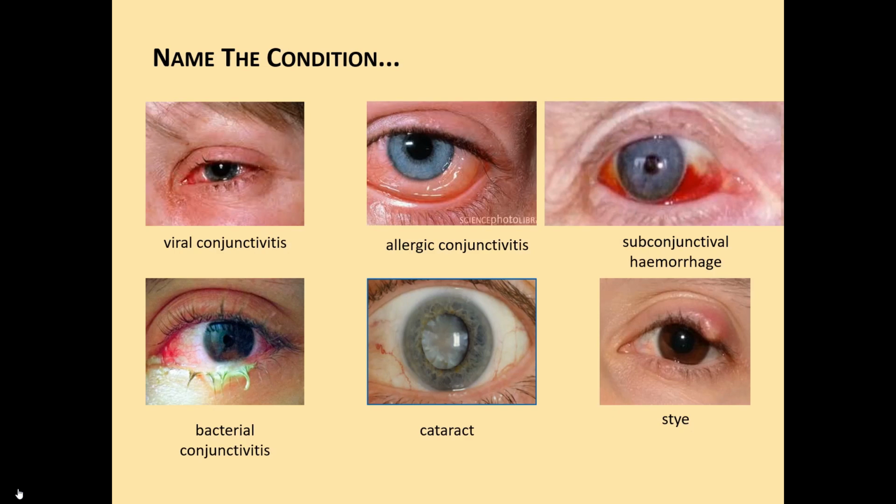Below that we've got a stye. You can see there that's kind of looks like a small abscess or spot developing on the eyelid margin. Middle bottom there we've got a cataract with the opacity of the lens visible, and then the last one bottom left is bacterial conjunctivitis with the characteristic yellowy green discharge and inflammation of the eye and eyelid.